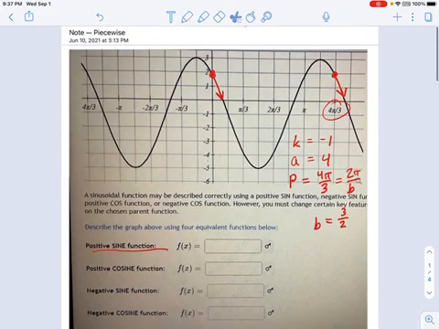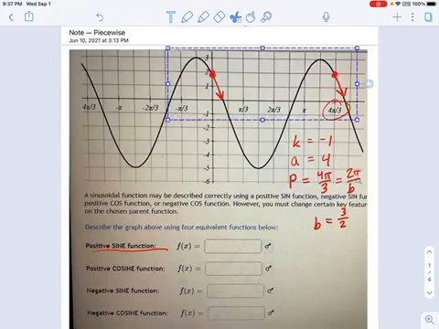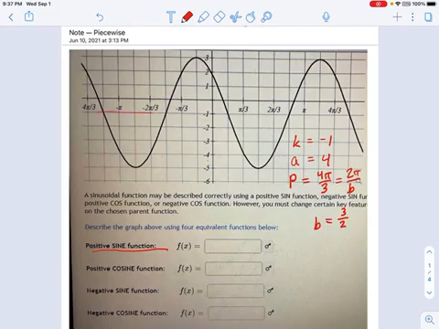Well, where in this graph do you see a positive sine function? Take a look. It has to cross the midline. Okay, all sine functions start at the midline. And it's positive at this point right here. So that is, well, whatever this value is.